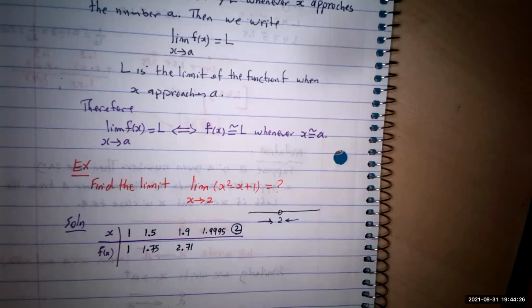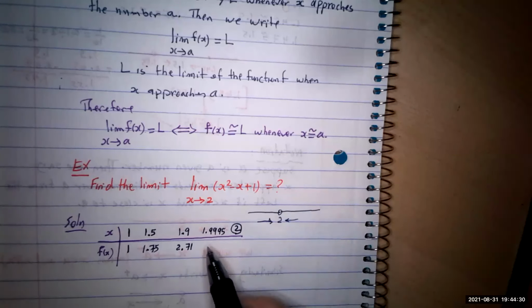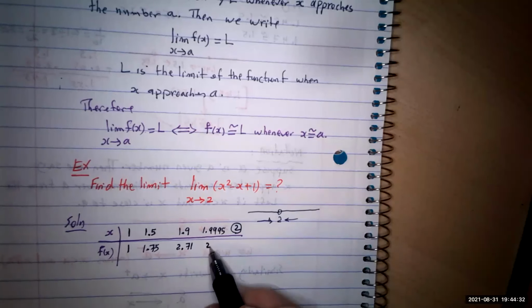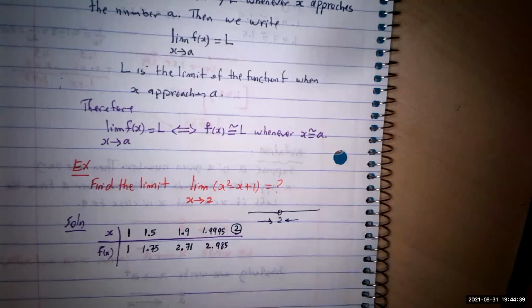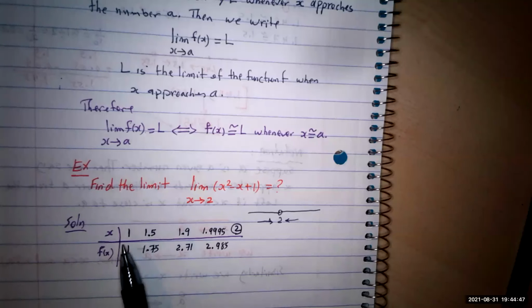So if you use your calculator and get this number, you can check it. So you arrive at 2.985. Look at the top. You see input and the output. This is the situation that you have for the function. So your inputs are getting closer and closer to 2, because 1.995 would be rounded up to 2.